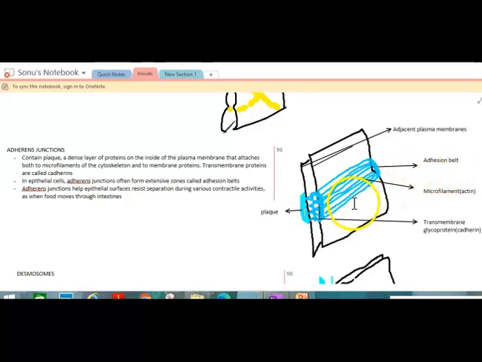Adherens junctions help the epithelial surface resist separation during various contractile activities, such as when food moves through the intestines. And these transmembrane proteins are called glycoproteins, also called cadherins. Please note that in these adherens junctions, the cytoskeletal structure is the microfilament, which is made up of actin, and the transmembrane protein which is helping in this adherence is glycoproteins or cadherins.